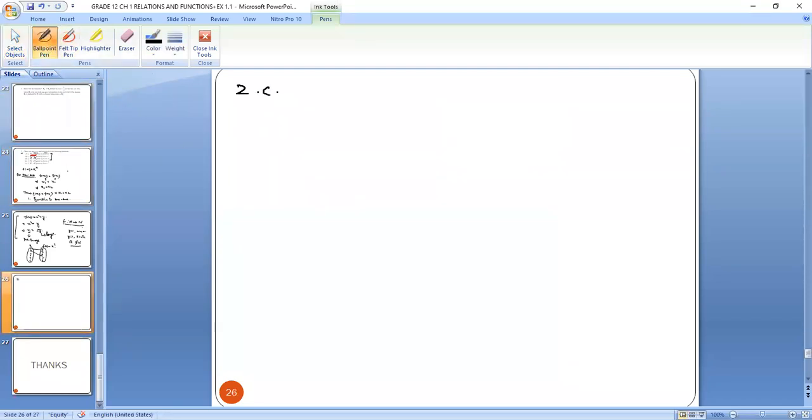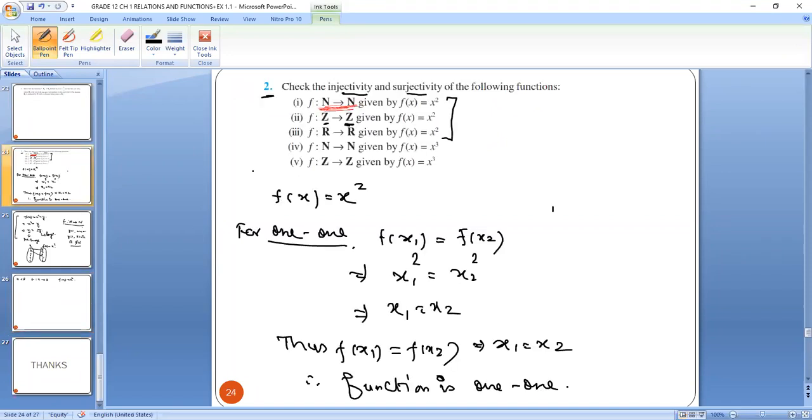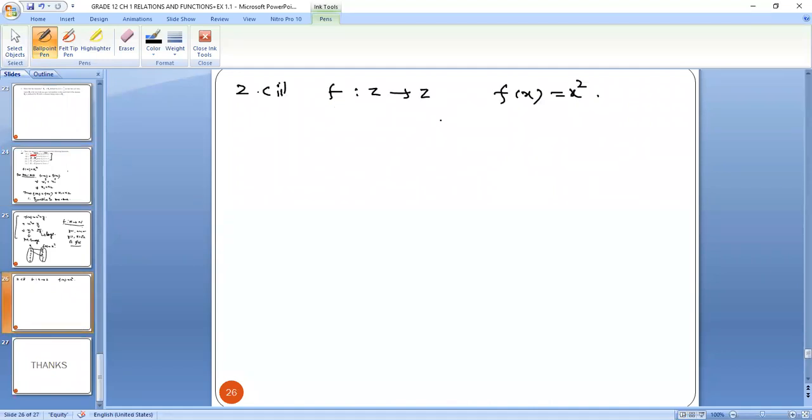This is the second part. f is a mapping from the set of integers to the set of integers, and the function f of x is equal to x square. Now we will check whether the function is 1-1. In the set of integers, we take the negative values.